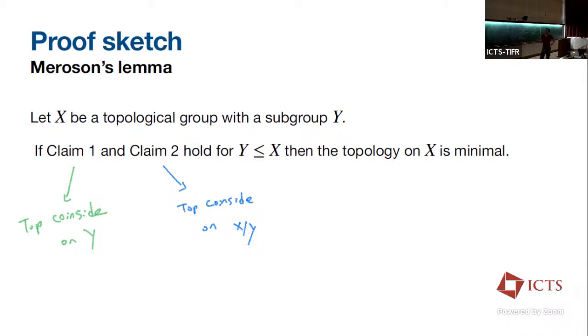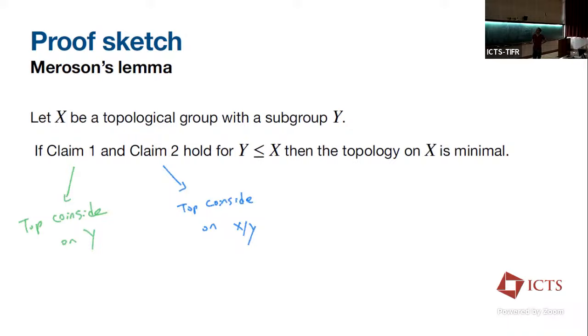And there's a famous lemma called Mersenne's lemma, which says that if we have some subgroup, it doesn't even have to be closed, by the way, just some subgroup where both topologies coincide on it and on the quotient, then both topologies are the same. So this proves the theorem for B, and proving for B will prove for G.